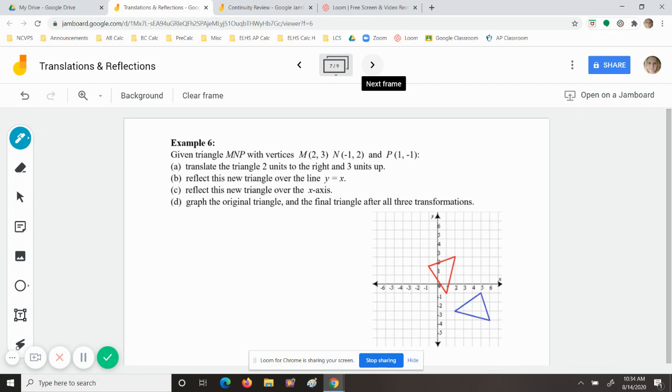All right, here's another one. We're going to put some stuff together now. We're going to do some of both. When we put more than one transformation together, those are called composite transformations. We're going to take a look at putting some translations and reflections together in this example.